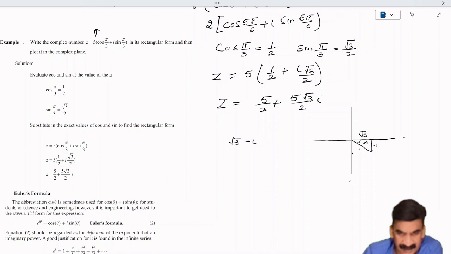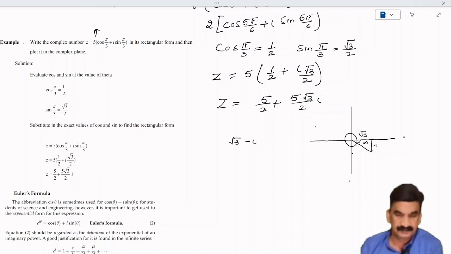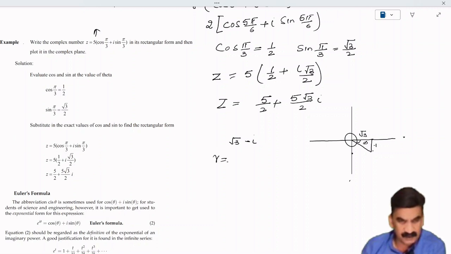And this is some angle phi. My argument is this angle. That's what I was trying to tell you. Let's get the r. r will be root of 3 squared is 3, plus 1, root 4, it is 2. Let's talk about phi. What is phi? Let's say tan phi. So tan phi will be equal to 1 by root 3, which is nothing but pi by 6.